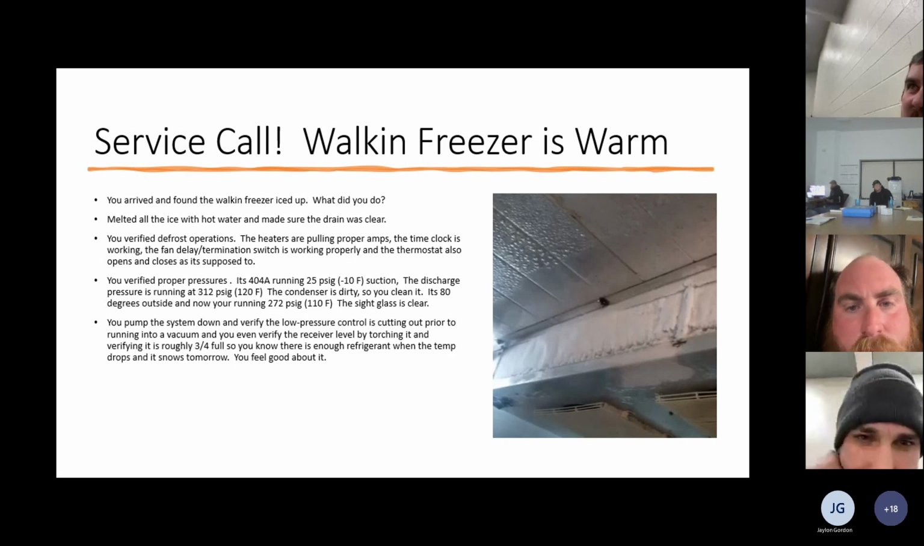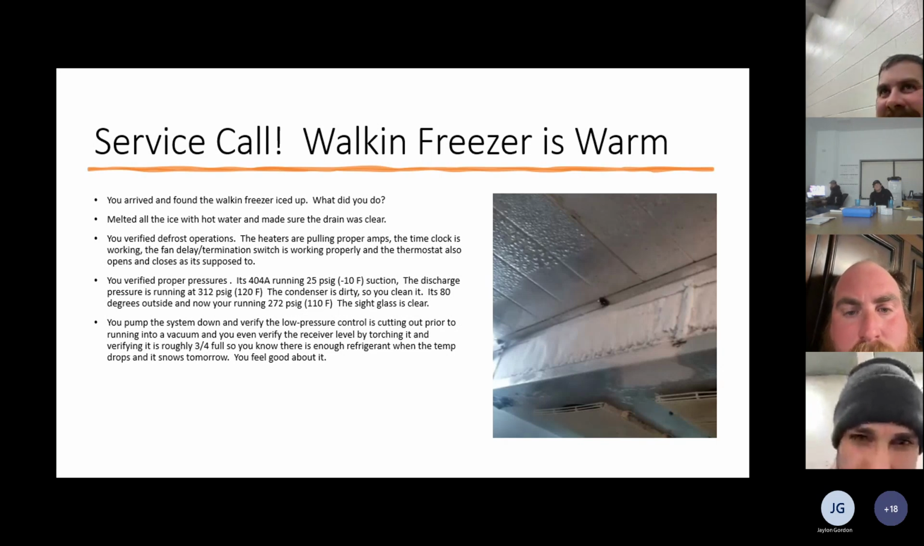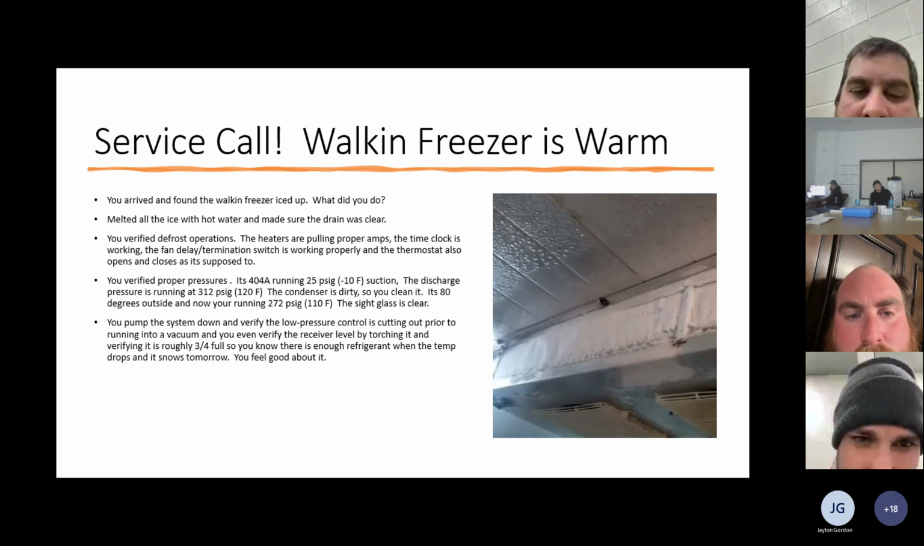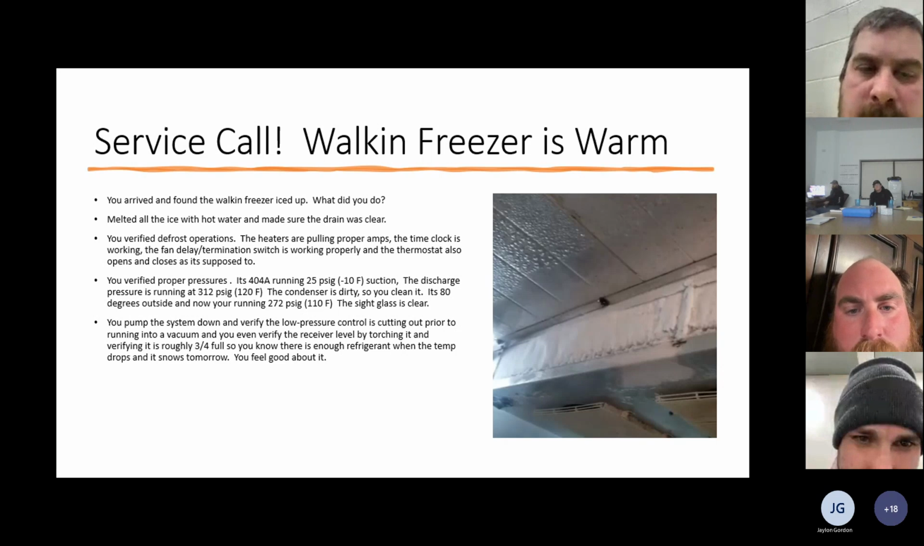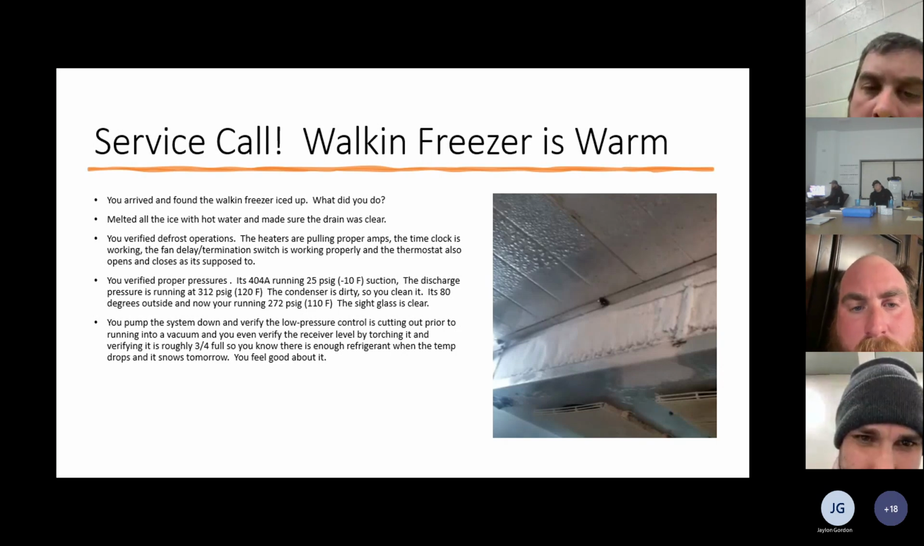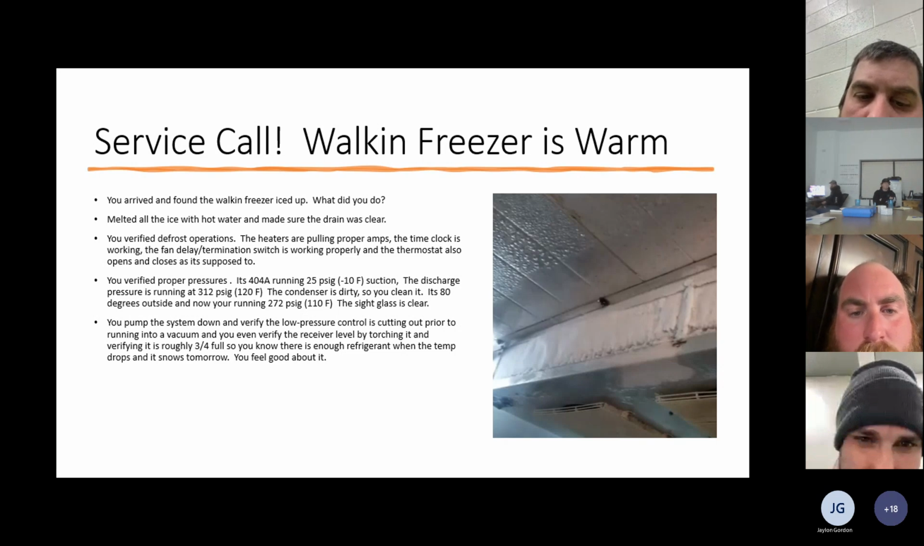Now you're going to pump the system down because you're already on the roof. You're going to verify the low pressure control is cutting out prior to running into a vacuum. I'm sure we all have probably seen those systems where the low pressure control is not ever turning off because it's either bad or not set right. So even during defrost, that compressor just runs and runs and never shuts off. So we took that step, we verified that.